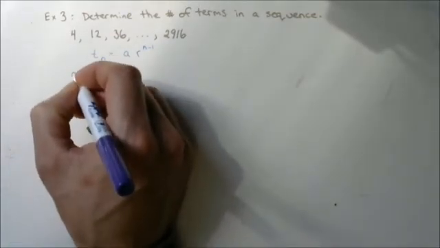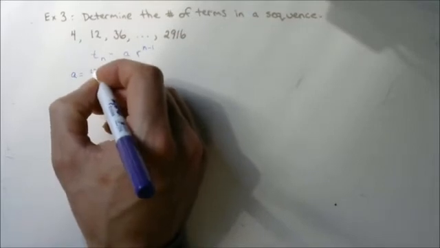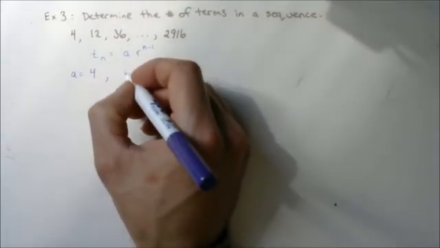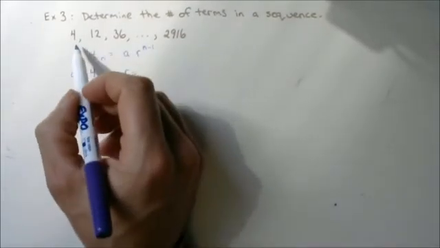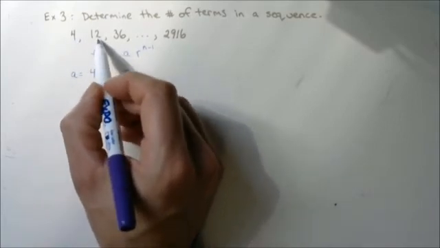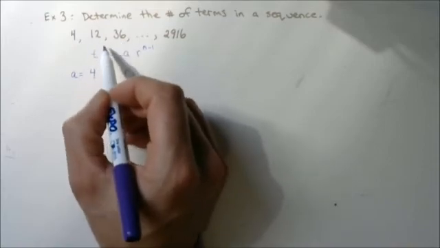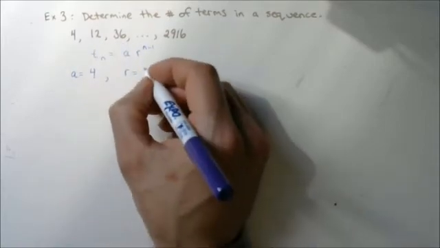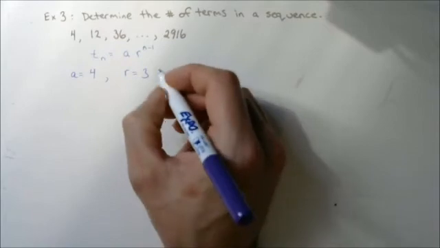So what do we know already? Well, we know our initial term is 4. We know our common ratio. We can double check it. From 4 to 12, how did I get there? I had to multiply by 3. Is that true from term 2 to term 3? 12 times 3 is 36? Yes. So my common ratio, r, is 3.